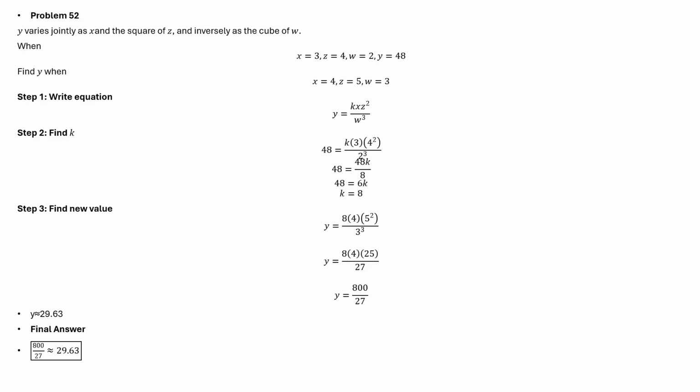This problem involves joint and inverse variation. First, determine the constant of variation, which is 8. Then substitute the new values. The result is 800 divided by 27, approximately 29.63.